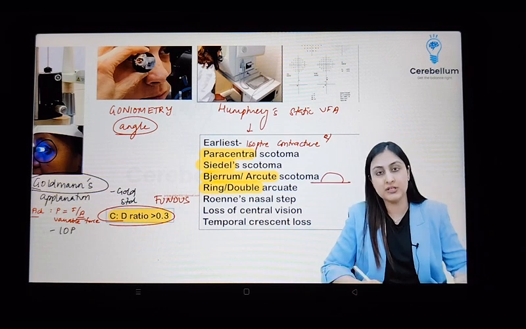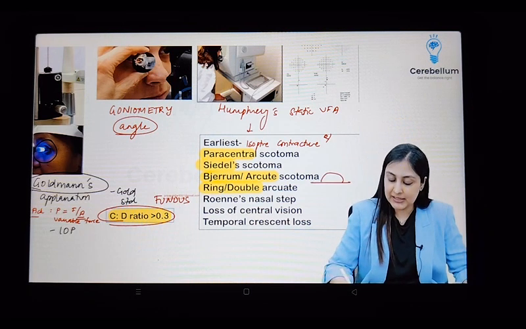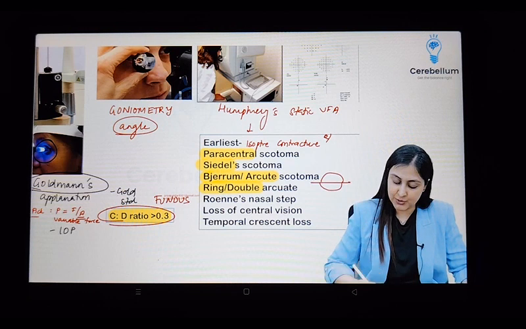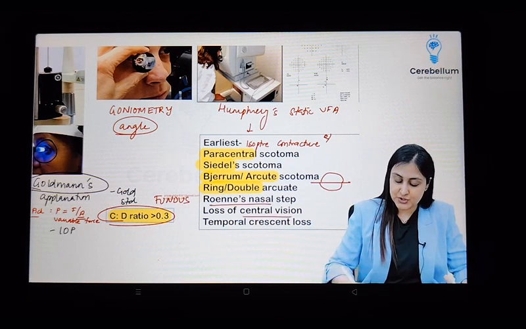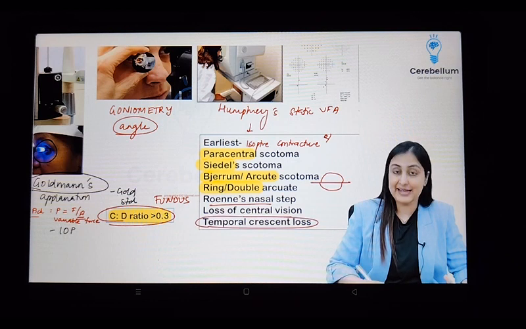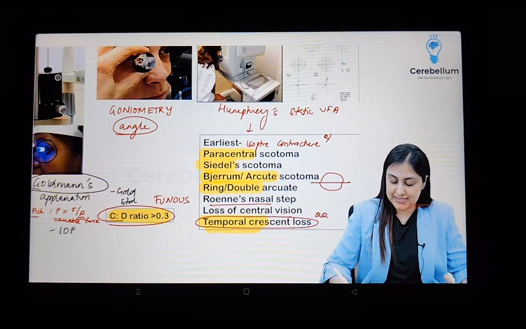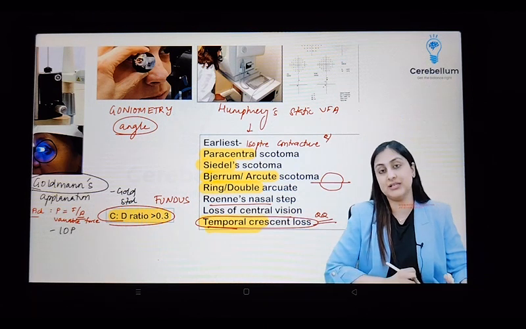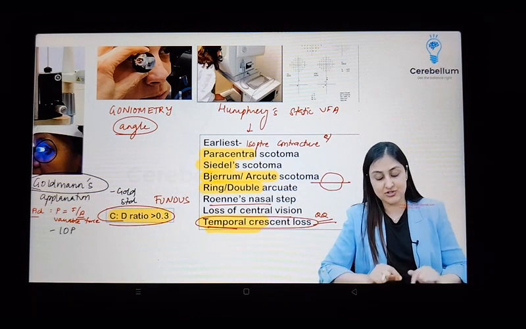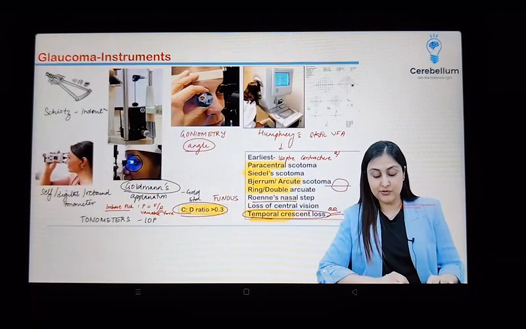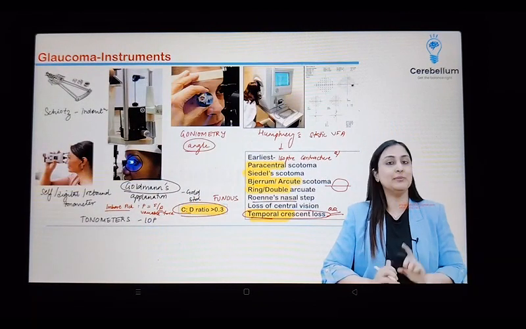An altitudinal visual field defect is also something you can remember. Then it becomes a ring or double arcuate scotoma with a Roenne's nasal step. Finally, central vision is gone, and what persists in the end is the temporal visual field. That's the last to go, which is also a repeat question. So earliest and last: last is temporal, earliest is overall isopter contracture. Okay, so this is about all of the questions from glaucoma that you can be asked.